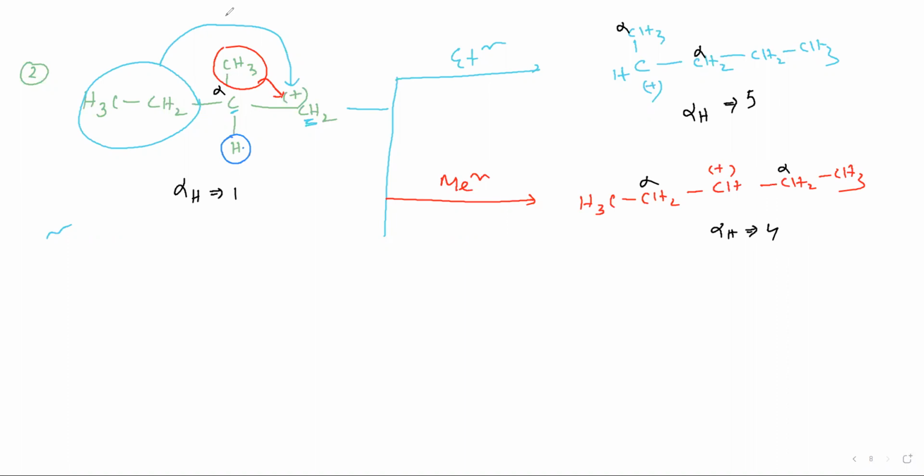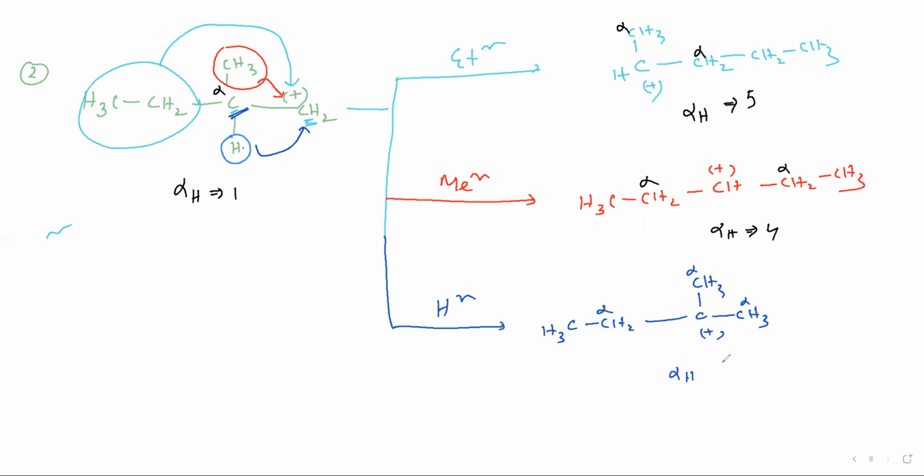If the hydrogen is shifted, what is the alpha H value? CH3, CH2. This one is the middle carbon, with CH3 and this CH2. After taking one hydrogen, it becomes CH3. This one alpha carbon, alpha carbon, alpha carbon. Total number of alpha H is 3 plus 3 plus 2. Alpha H value is 8.